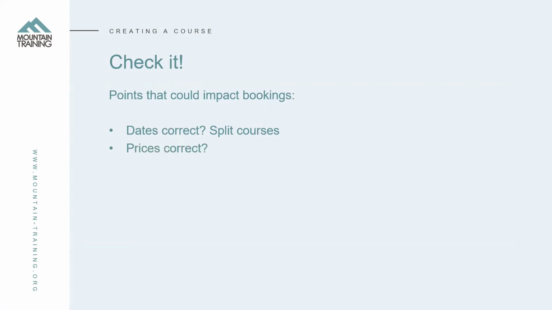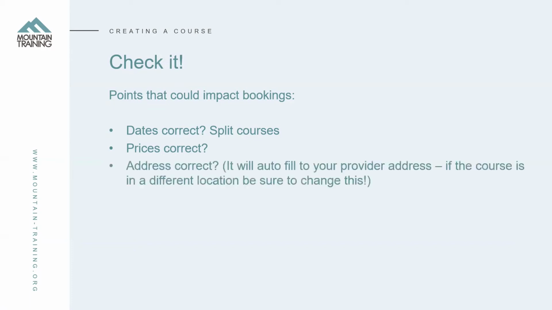Also check the prices. If you have your website with one price and CMS with another price, again, it could create confusion. It could lead to candidates not booking onto that course. Is the address correct? As I mentioned before, it auto fills with your provider address. If you're running your course elsewhere, it may be the case that people don't book who may otherwise have wanted to book onto that particular course.